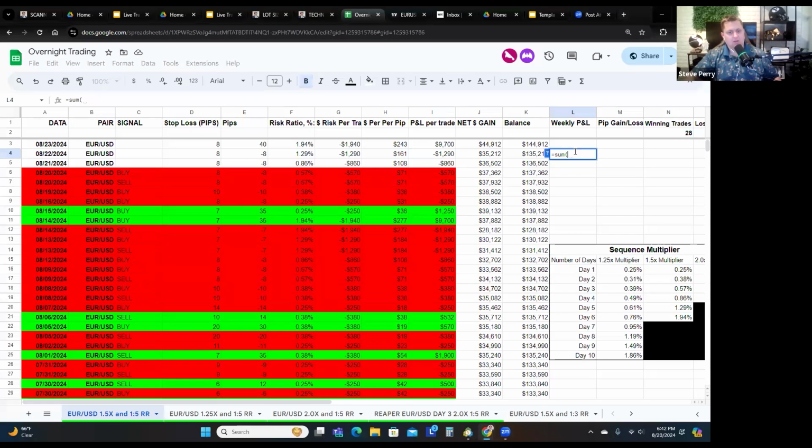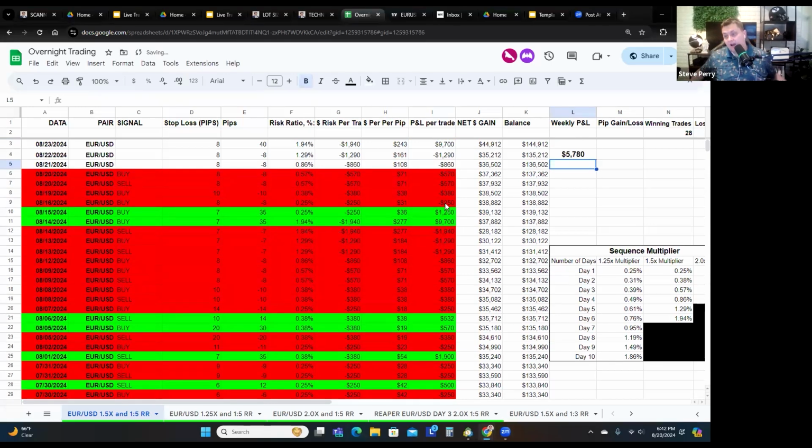Okay, now watch this. If you do equal sum from that win plus all the subsequent losses leading up to that point, you're now left with a net. That's net, guys, not gross. That's net $5,780. And then you just close the sequence and you start the next week ready to go at the default contract size.